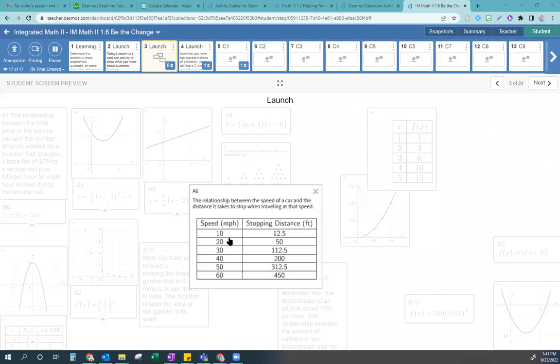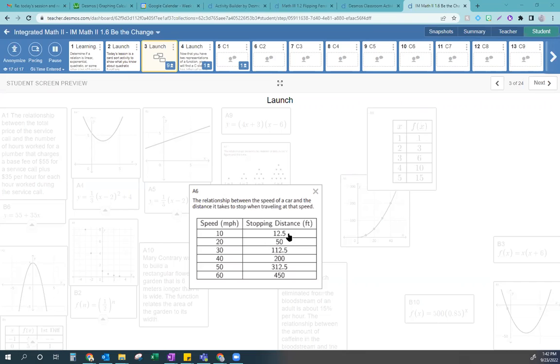So this is A6. Okay, so for A6, it says the relationship between the speed of a car and the distance it takes to stop when traveling on that speed. Ms. Johnson, they gave you a table. The table, what do you do now if they gave you a table? Okay, if they gave you a table, what do you do first?